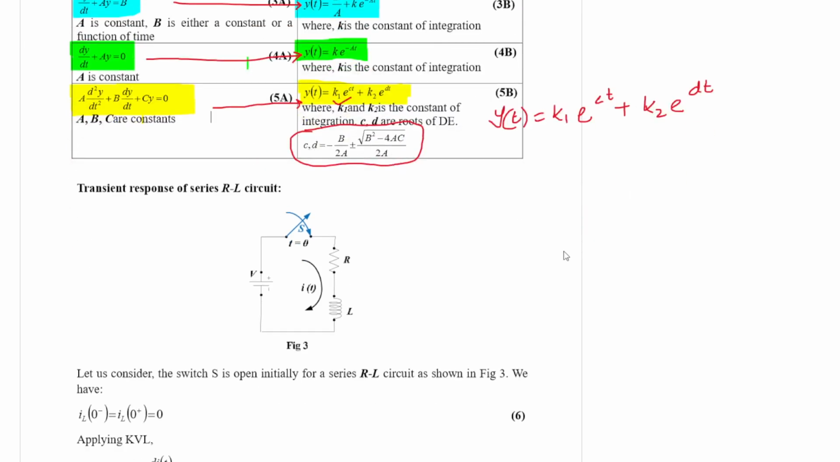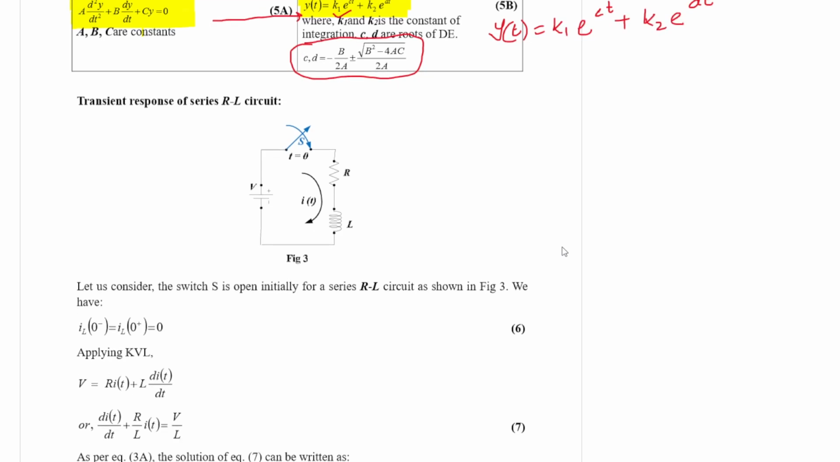Now let us first discuss our first topology, that is transient response of series RL network or RL circuit. So you have a R, you have a L connected to a DC battery V.